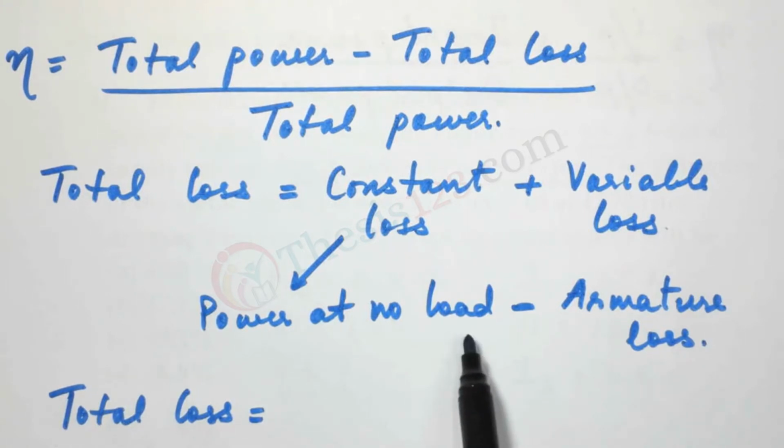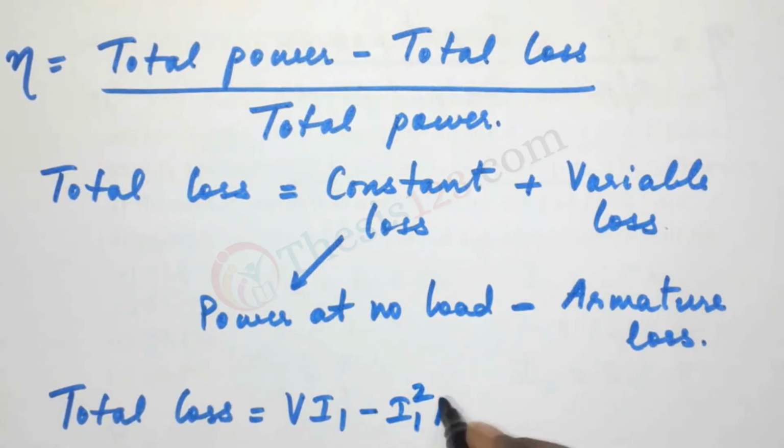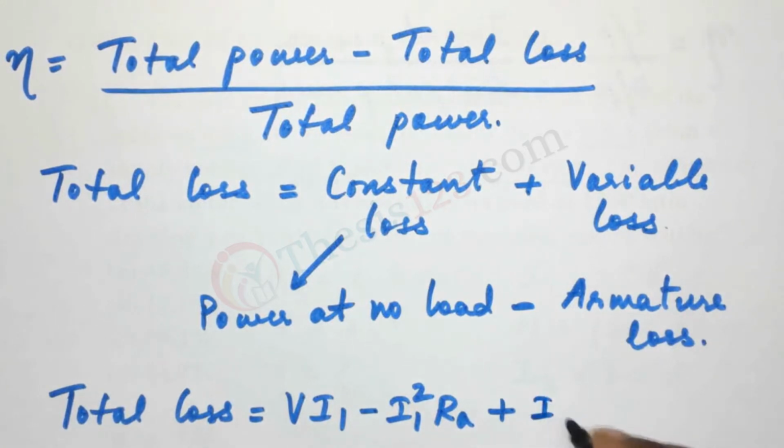Now the power at no load can be written as V times I1 minus, what is the armature loss? Armature loss is I1 square RA plus variable loss. Variable loss is I2 square RA. I hope this makes sense so far. Now let's substitute the values for each one of these terms and find out what the total loss is.